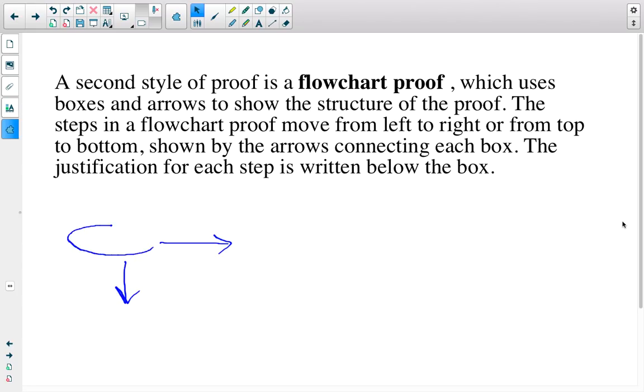So the statement would be in here, and the reason would be below. Now I know it says boxes and I kind of circled it. It's not really very specific. You can do circles or boxes, whatever is easiest for you.